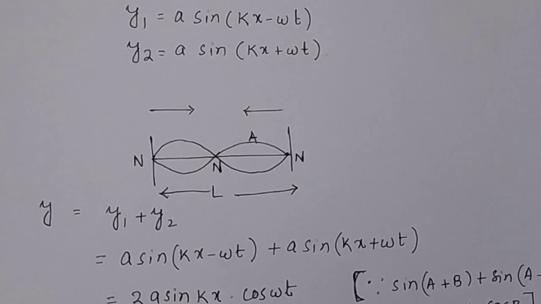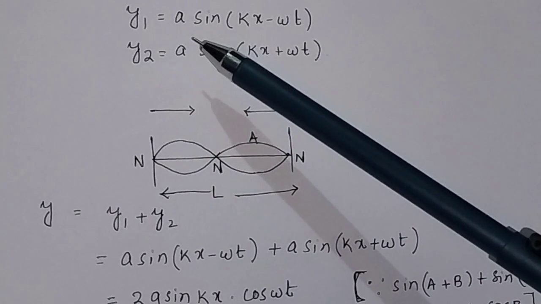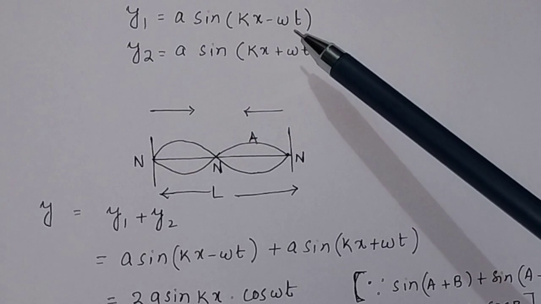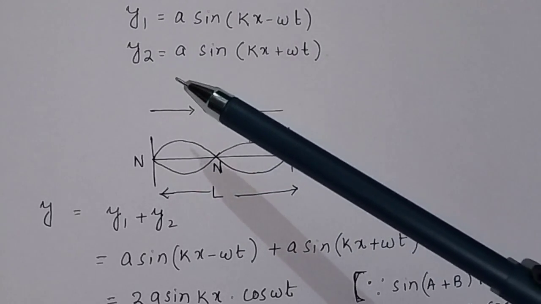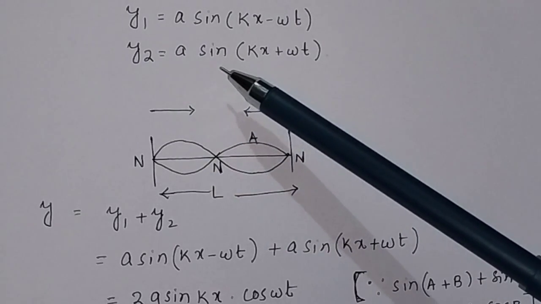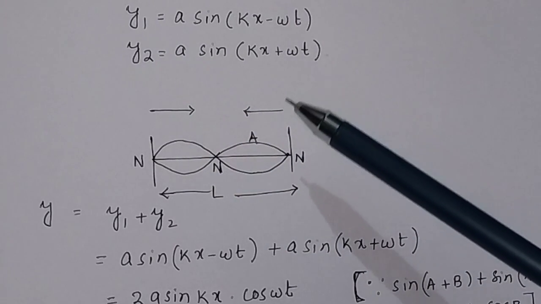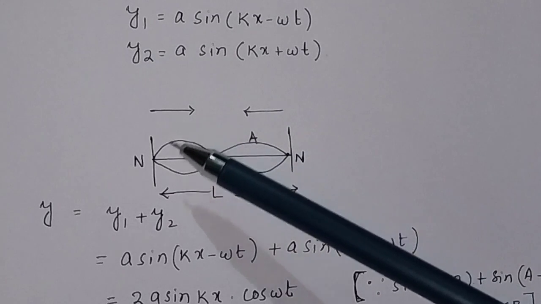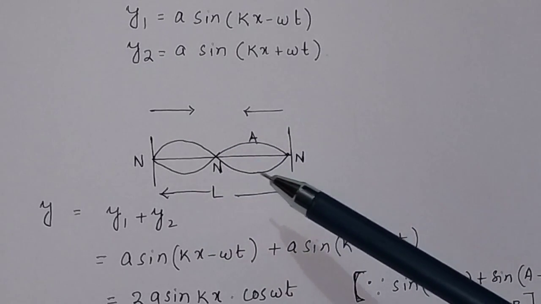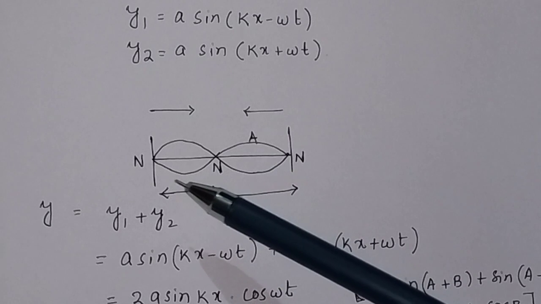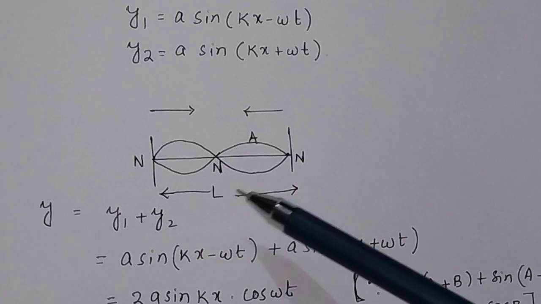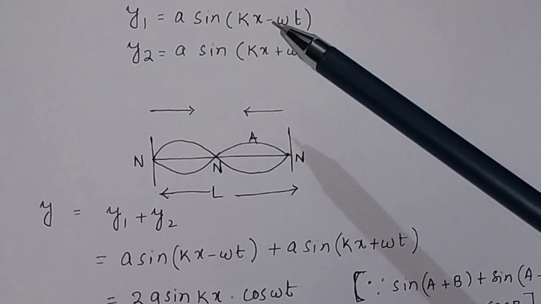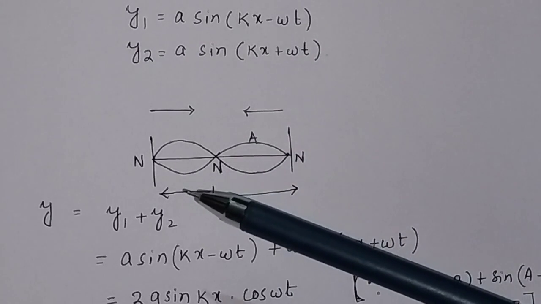Consider two traveling waves. One is y1 is equal to a sin(kx minus omega t), suppose traveling in this direction, and another traveling wave y2 is equal to a sin(kx plus omega t). It is traveling in the opposite direction, and they are producing a standing wave as shown in this figure. The system has a length L. Within this length L, they are producing a standing wave.